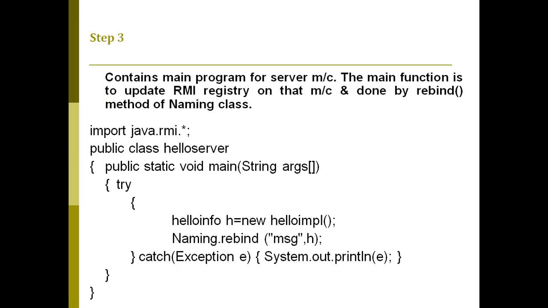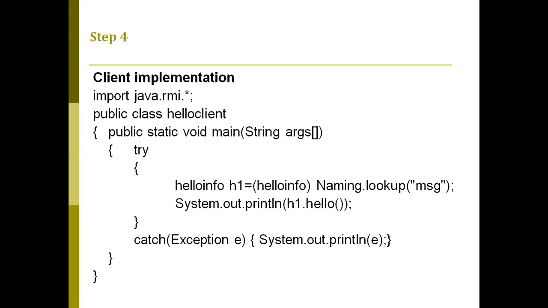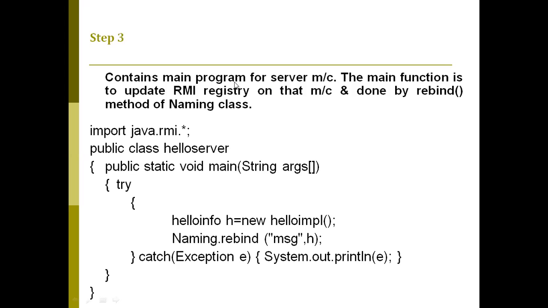The third program is about a server. In this program, it contains the main program for the server machine. The main function is to update the RMI registry on that machine, and we are going to do this by the rebind method of the Naming class. Then for this program, we just need to import one package, java.rmi. Then public class HelloServer.